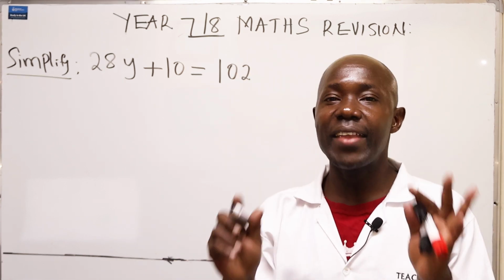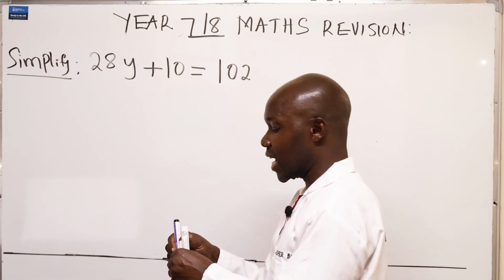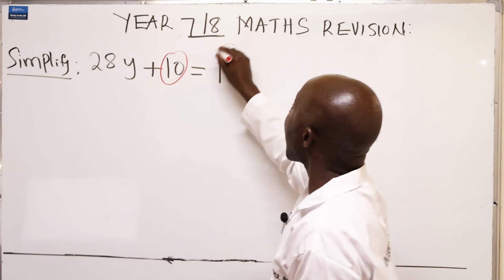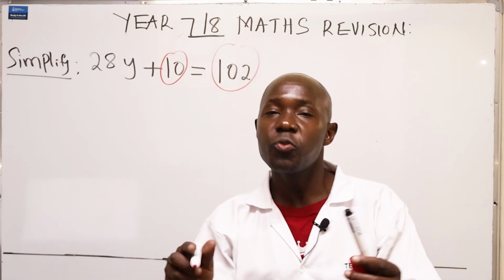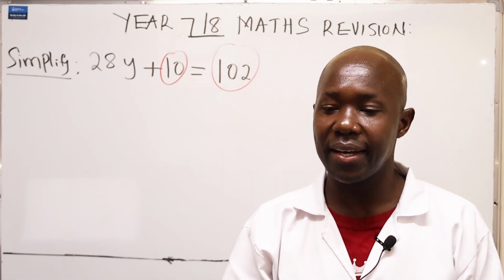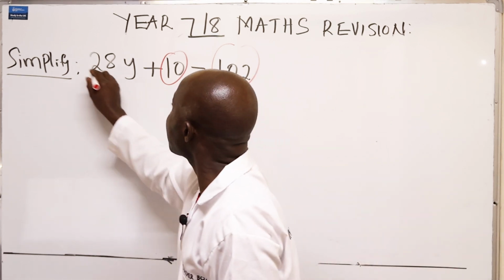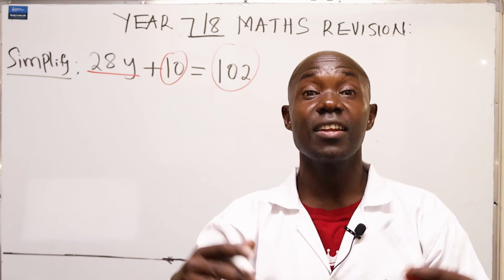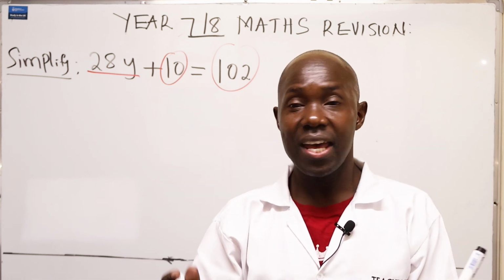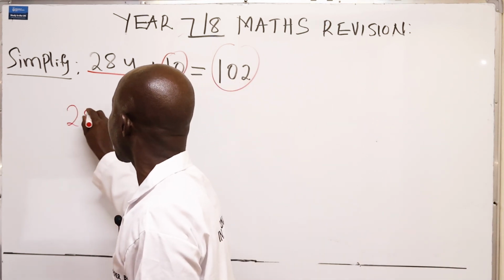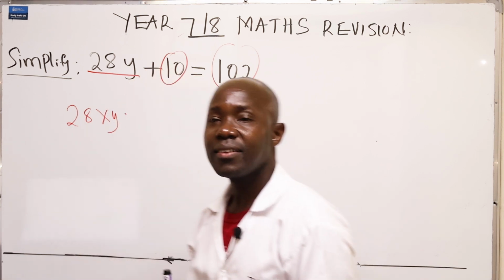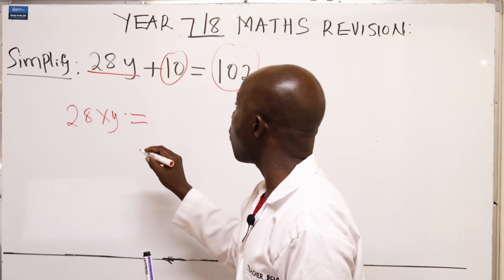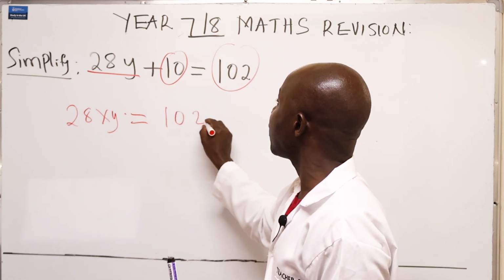We collect the like terms. Remember, we have the number part. Here is 10. You all know 10 is a number and 102 is a number. The 28y has the variable part. And what did I say? When you interpret 28y, just to understand it, 28y means 28 times y. It simply implies you take 28, you multiply by y. So let us start by collecting like terms. So 28 times y equals, I had 102.